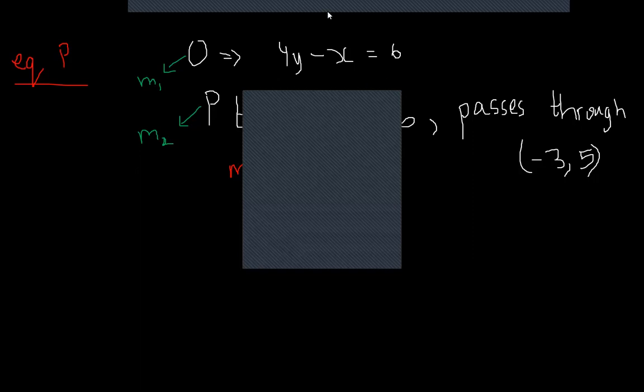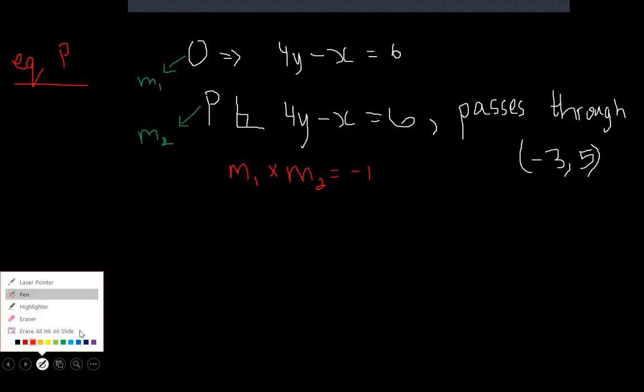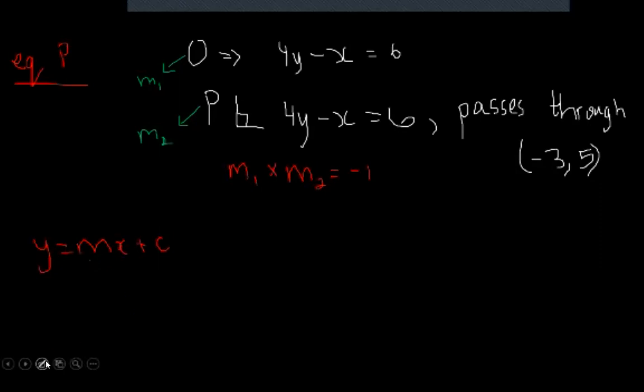Right. So what we have to do first then, we need to find the gradient of O. But remember, we can't do it if it's in this form. First, we need to put it in the form y is equal to mx plus c. That's the only way we could identify m. Let me just write it over here.